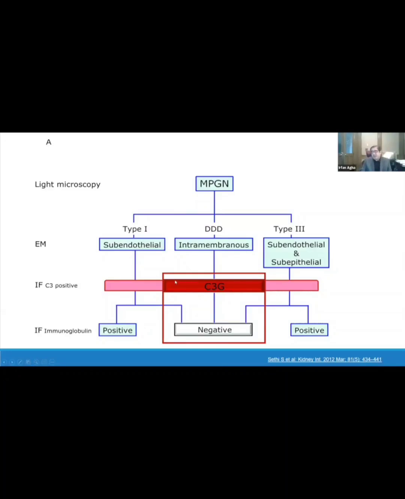So MPGN, as you remember, classically is classified based on the electron microscopy appearance. Type 1 is just subendothelial deposits. Type 2 is dense intramembranous deposits. Type 3 was the subendothelial and subepithelial deposits. But this is a structural or morphological classification. It doesn't tell you why you've got the disease.